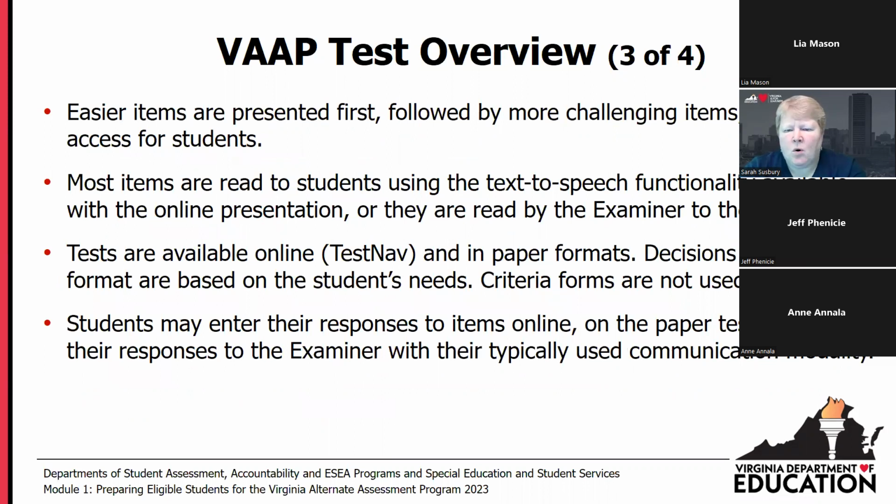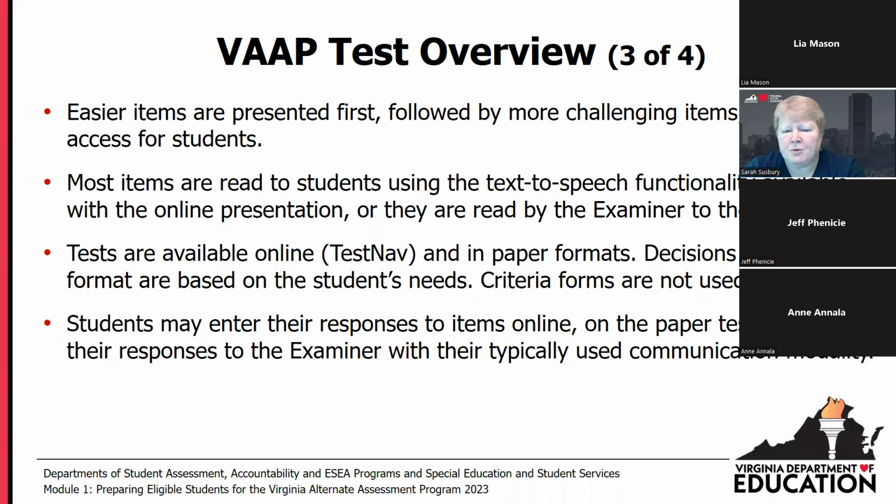And then the order of the test items is specific for the VAAP, in that we start with the easier items first, and then the test gets gradually more difficult as the student proceeds through the test form. And that's to maximize access for students. Most of the items are read to the students using text-to-speech functionality available in the online presentation, or the other option is that the examiner can read them to the student.